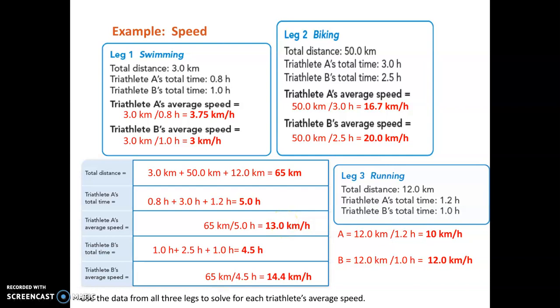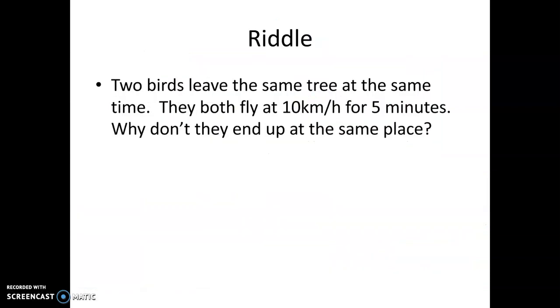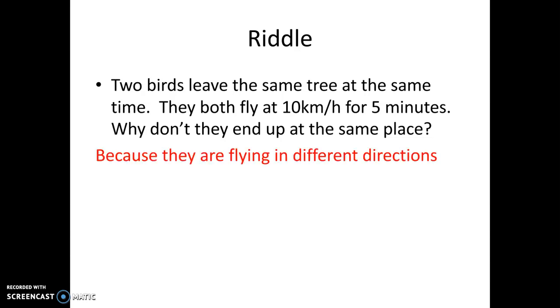All right, let's continue on. So this is on the back page of your guided notes. So I've got a riddle for you. We have 2 birds that leave the same tree at the same time. They both fly at 10 kilometers per hour for 5 minutes. Why don't they end up at the same place? So go ahead and pause the video if you need a little bit of time to think. All right, so the answer is because they were flying in different directions.